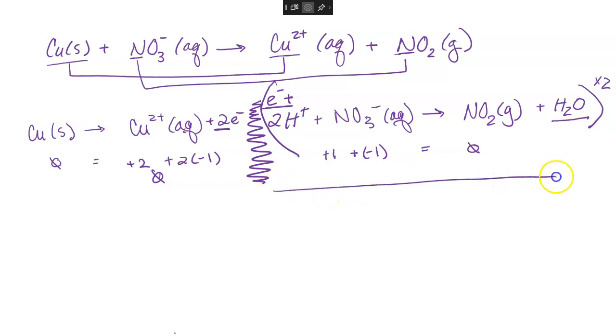Okay, so writing it out, I have 2 electrons plus 4 hydrogen ions plus 2 nitrate ions, and I'm going to be horrible and skip my states of matter. Yields 2 nitrogen dioxide gas molecules plus 2 waters.